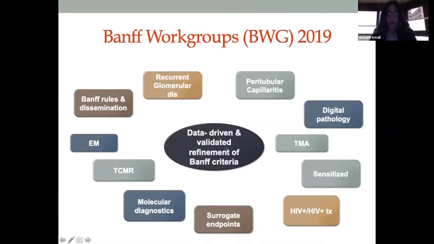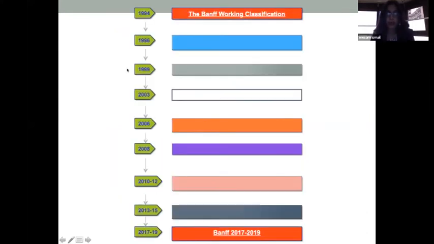These work groups present data-driven and validated refinement of the Banff criteria. So anything which is added to Banff or which is present in the updated report actually comes from these Banff work groups. If during the meeting, which happens every couple of years, this data or evidence was convincing, then it is updated in the report.